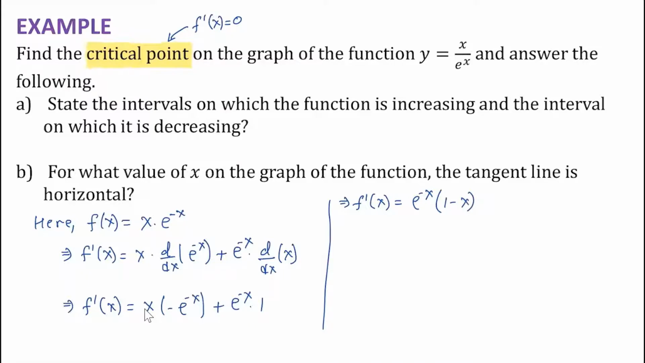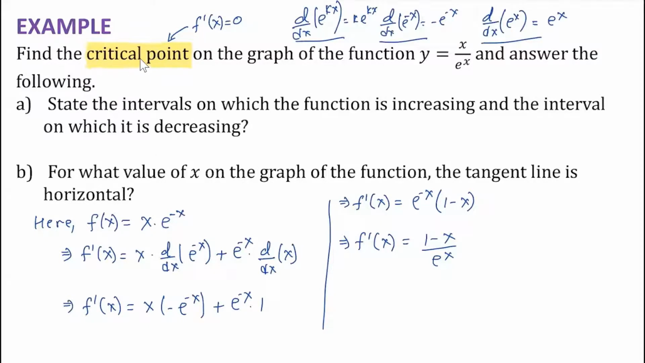So we can write this as f prime of x equal to 1 minus x over e to the x. If you take that to the denominator, it will be positive. So that is the first derivative. We got the first derivative. Now for the critical point, we have to set it equal to 0 and find the value of x.